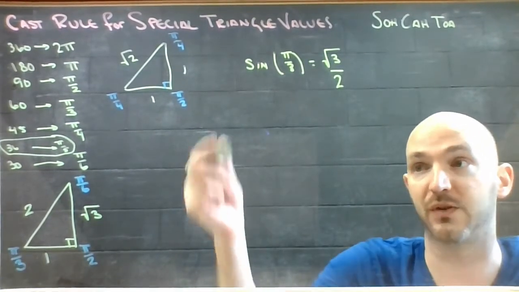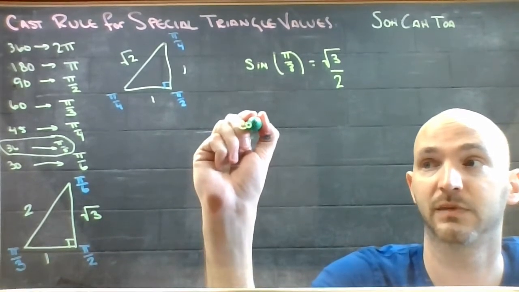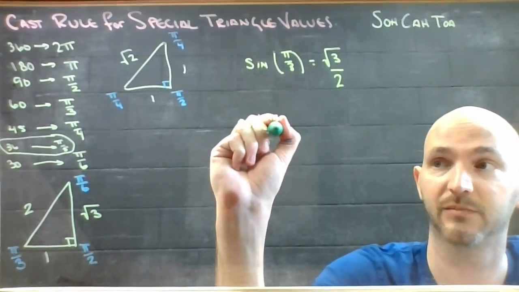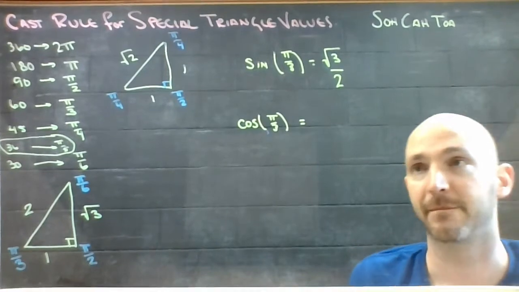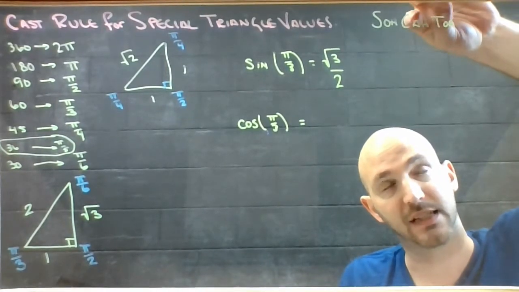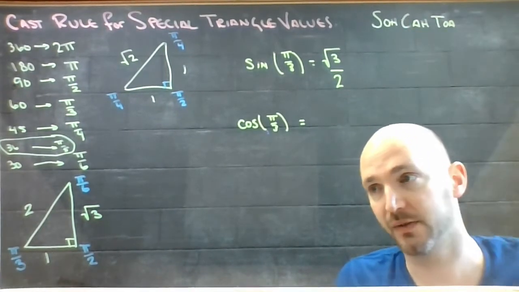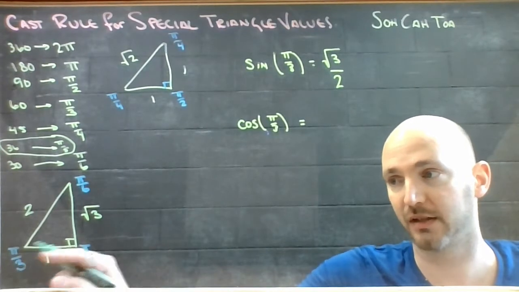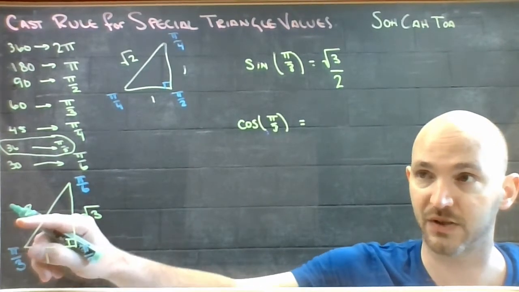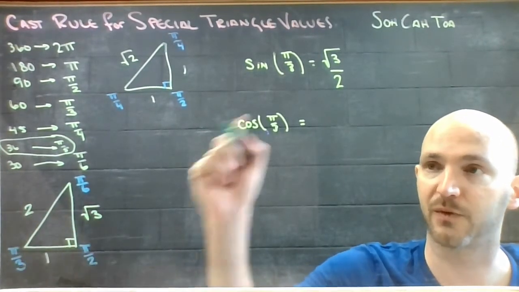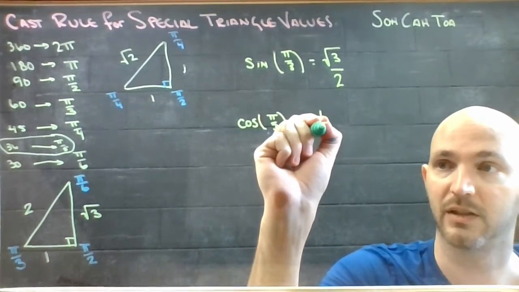Okay. Whereas if you did the cosine of pi over 3, cosine is the adjacent side over the hypotenuse. So you'd find pi over 3, adjacent is 1, hypotenuse is 2. So the cosine of pi over 3 should be 1 over 2.